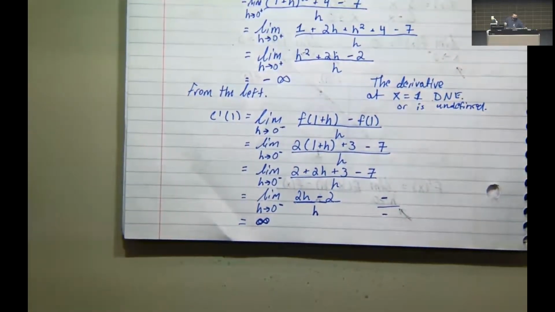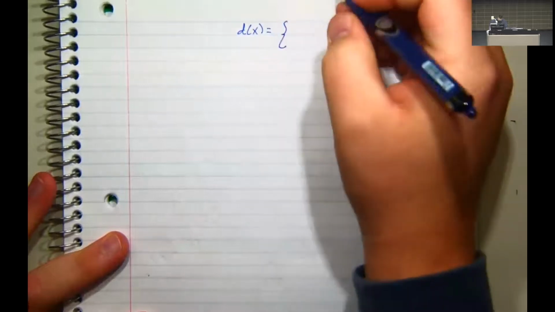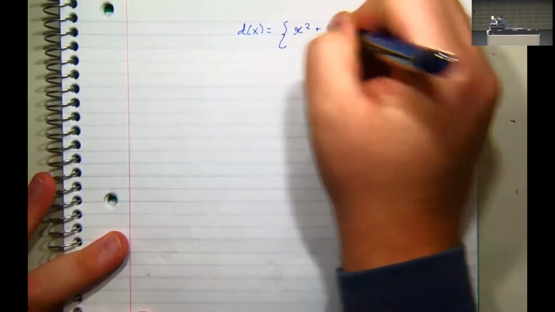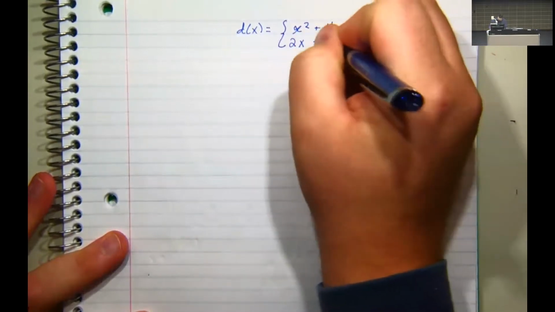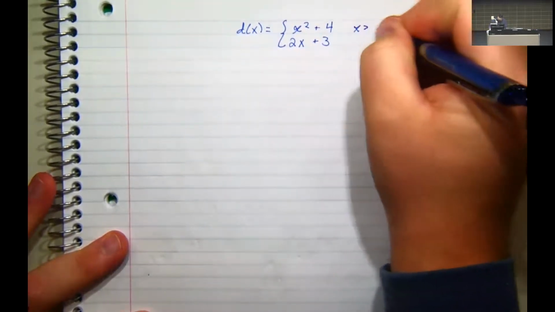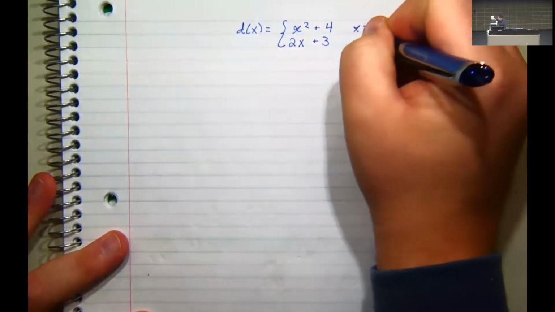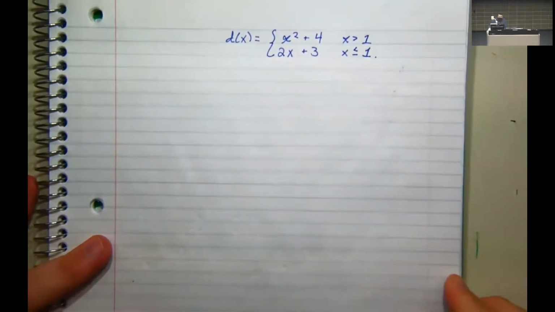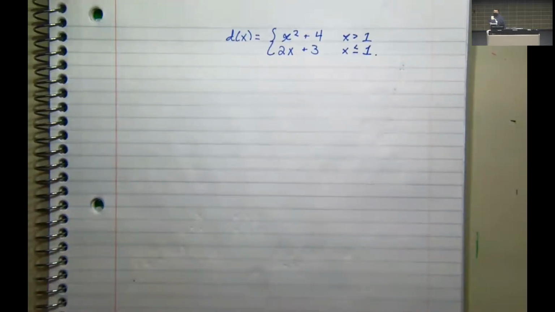I will freeze that, throw up the last question. So we have d of x equal to x squared plus 4 for x greater than 1, and 2x plus 3 for x less than or equal to 1. Are there any questions about the last example before I go right into the solution for this one?